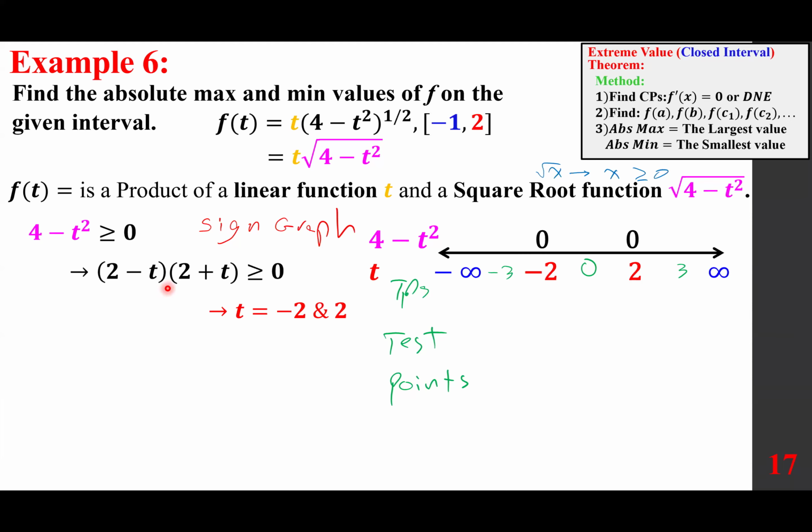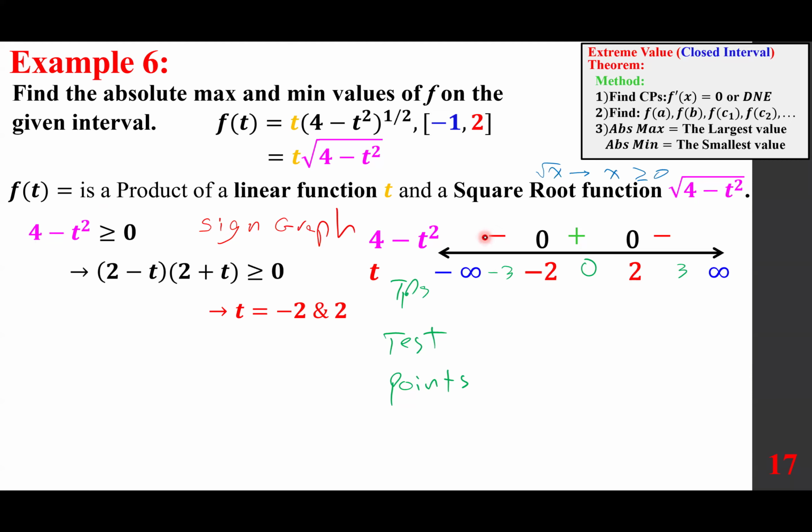Now, when you look at the factored format, each one has exponent odd. This one has exponent 1, this one has exponent 1. They will alternate. So if you evaluate one of them is good enough. So if I use 0 and I put it into this expression, I get positive 4. So if it's positive here, they will alternate otherwise. If you have any doubts, put negative 3. You get positive 9. This makes it negative. 4 minus 9 is negative 5. We just want the sign. We don't care if it's negative 5 or negative 10,000. We just want the sign.